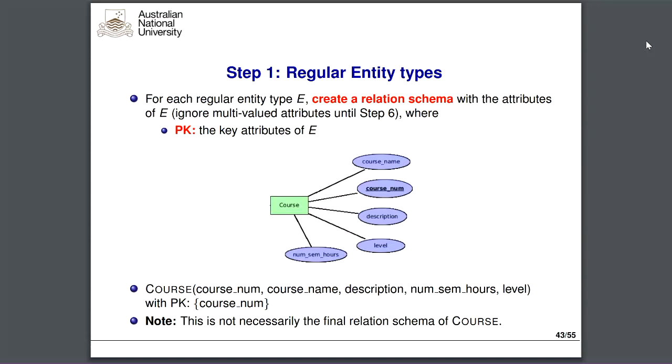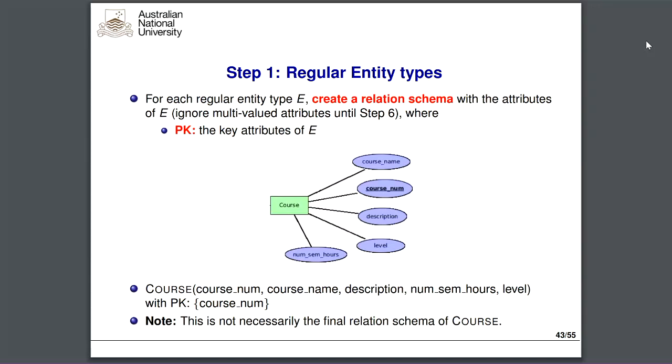In this case, we first ignore the multi-valued attributes until step 6. In step 6 in particular, we will look into how we can create the relational schema if we have an attribute with multi-valued attributes. So in this case, we have this course, and then we can just go to the SQL library and create this course with the name, and then maybe we have the domain constraints, right? Domain constraints, course number, course name, all the attributes here, right?